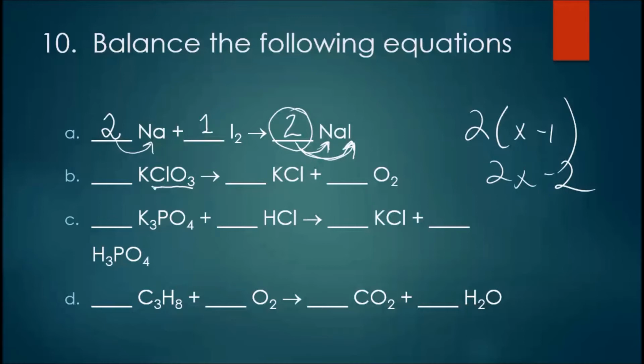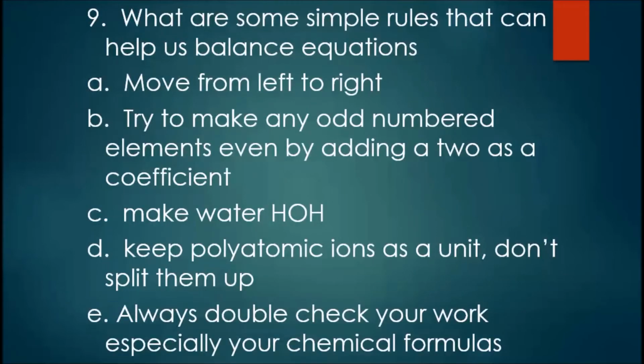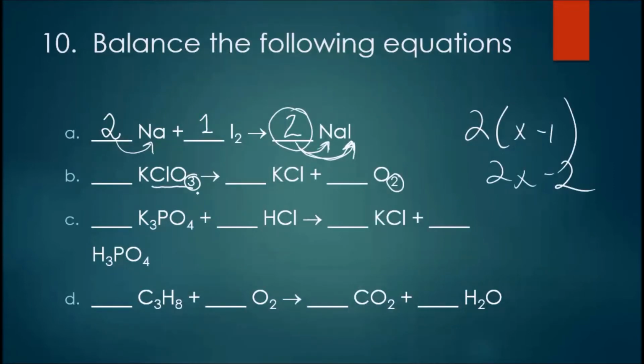How many Cl's? 1. How many Cl's? 1. Okay, so far so good. How many O's? 3. How many O's? 2. Okay, we got a serious problem here. This side will always have an odd number of O's. This side, by definition, since it's the only source of O, will always have an even number of O's. That's what I mean by rule number B. If you have an odd number, sometimes it's best to multiply it by 2 in order to even it out.